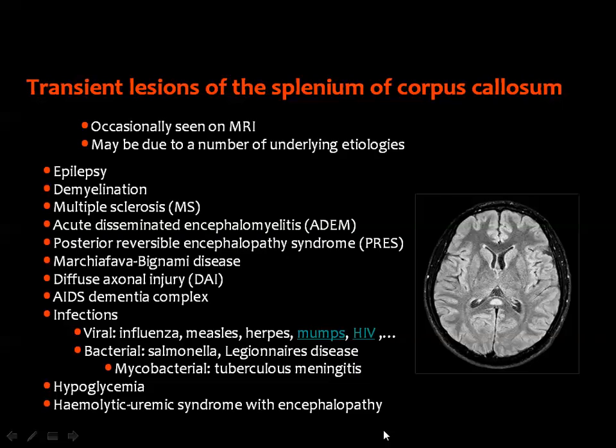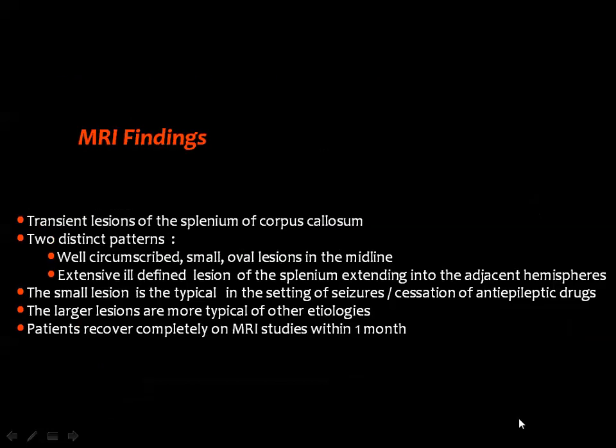What is the diagnostic value of this lesion? This lesion is known as transient lesion of the splenium of the corpus callosum. Occasionally seen on MRI, it may be small or large, and may be due to one of these etiologies, like epileptic patients, patients with demyelination, multiple sclerosis, acute demyelinating encephalomyelitis, posterior reversible encephalopathy syndrome, and a lot of underlying conditions.